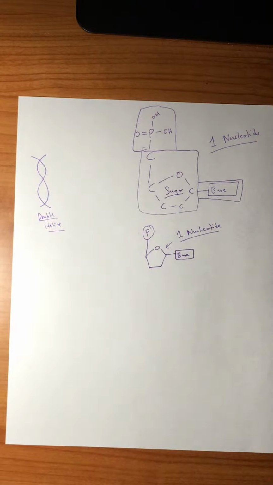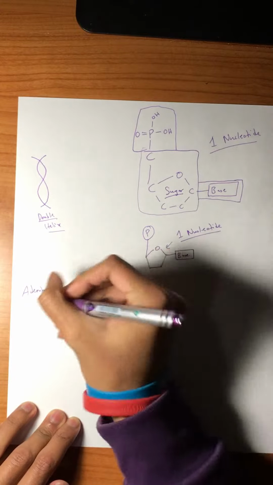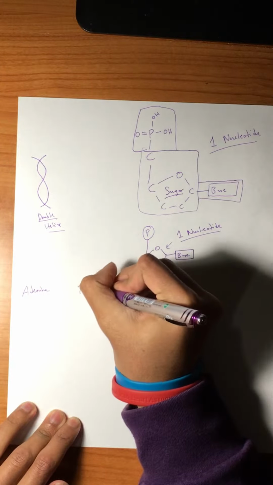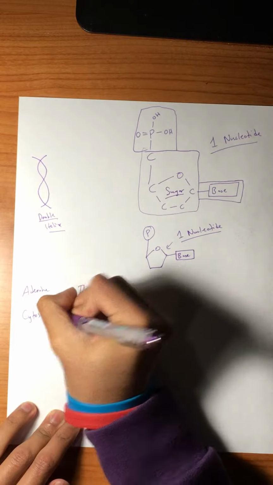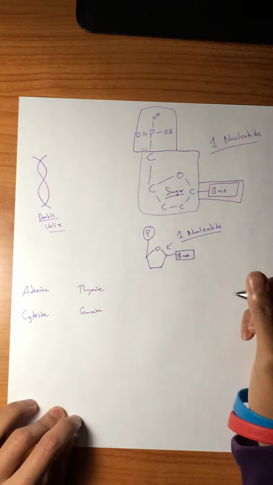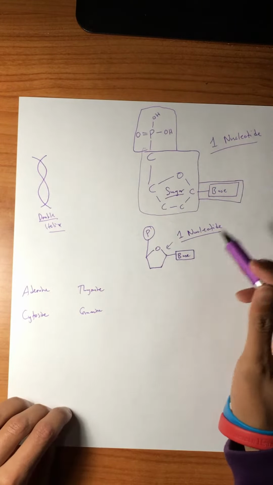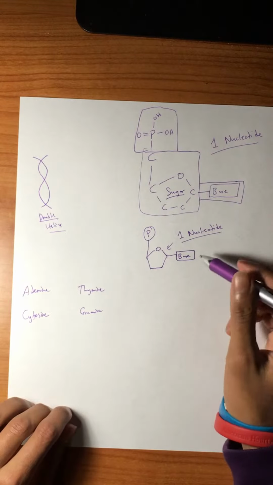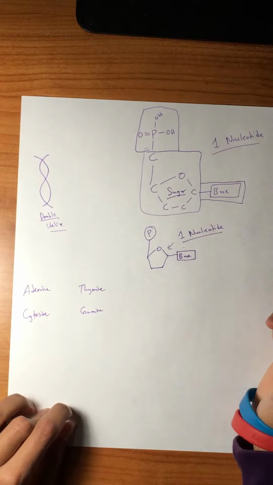For these bases that I mentioned, there are basically four types, and they are called adenine, thymine, cytosine, and guanine. These are the four possible bases that can be put into a nucleotide.